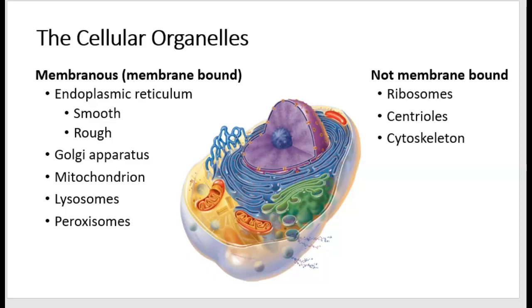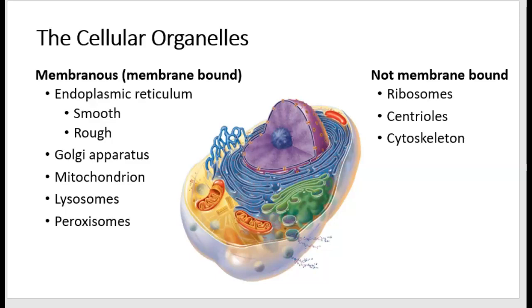Cellular organelles located within the cytoplasm, as I mentioned previously, are of two types: those that are membrane-bound, or membranous, and those that are just aggregates of molecules without a phospholipid membrane. Those that have a membrane include the endoplasmic reticulum, which is subdivided into a smooth region and a rough region, the Golgi apparatus, also called the Golgi body or Golgi complex, mitochondria, lysosomes, and peroxisomes. The organelles that do not have a membrane but are aggregates of molecular structures are ribosomes, centrioles, and the cytoskeleton.